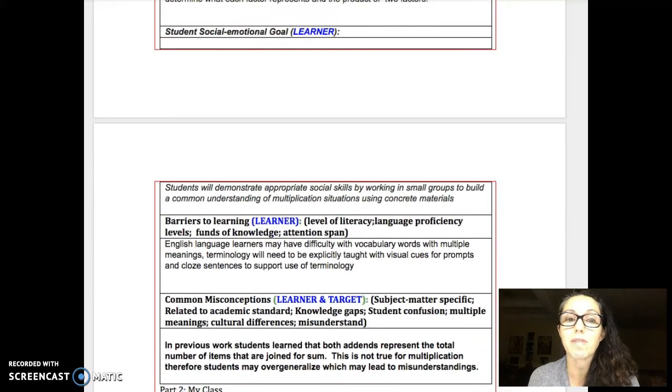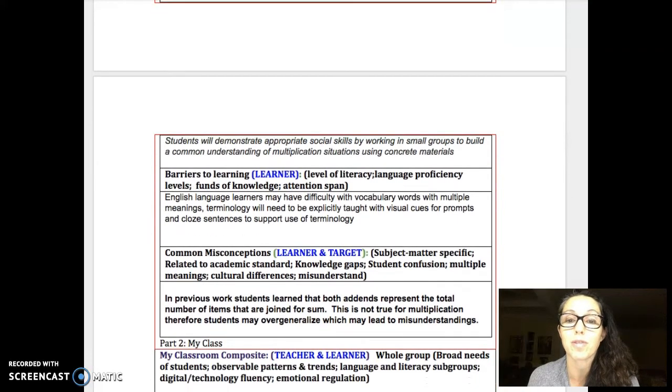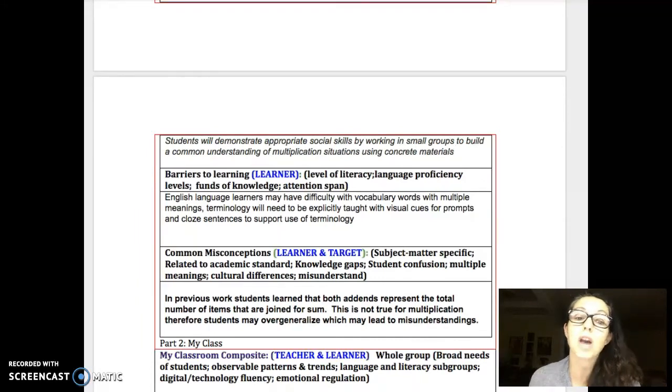I've also identified a social emotional goal for my students. Now they are 3rd graders, so they'll be able to demonstrate appropriate social skills when working in small groups to build a common understanding of multiplication situations using concrete materials.